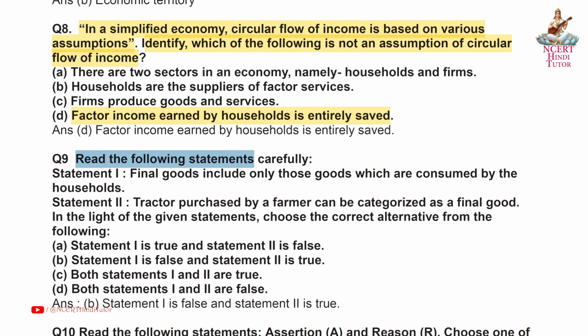Question 9. Read the following statements carefully. Statement 1. Final goods include only those goods which are consumed by the households. Statement 2. A tractor purchased by a farmer can be characterized as a final good. In the light of the given statements, choose the correct alternative from the following. Answer B. Statement 1 is false and statement 2 is true.